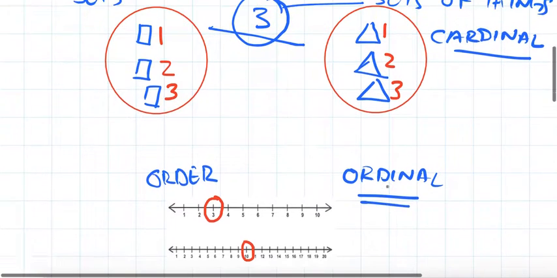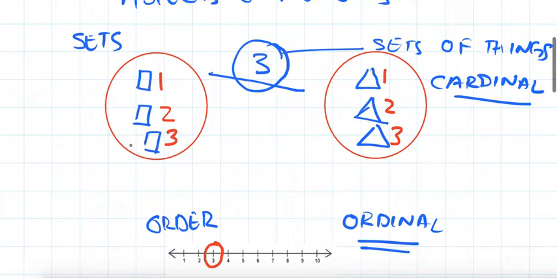Now if you go back to our sets, the set of triangles and squares, you can see when we order things in a specific way, 1, 2, 3, that's the ordinal way of looking at things. So when a child points to each of these items and starts numbering them, 1 triangle, 2 triangles, 3 triangles, essentially what the child is using is the ordinal way of looking at numbers.